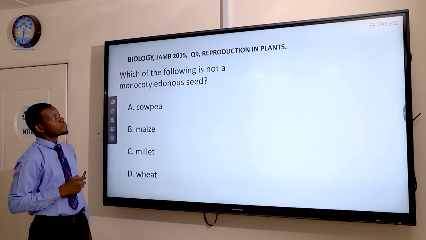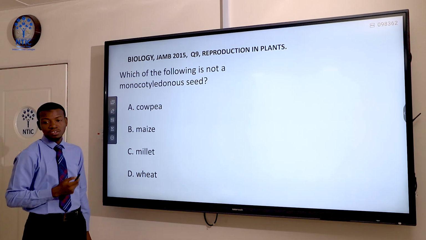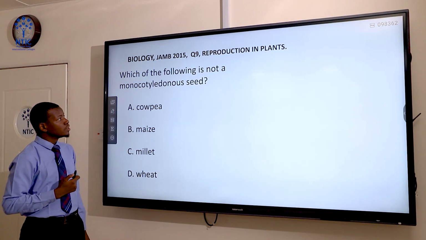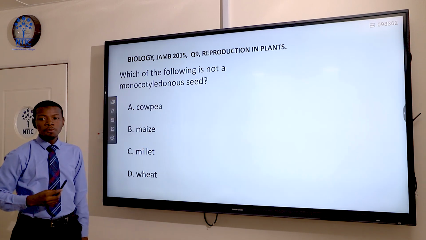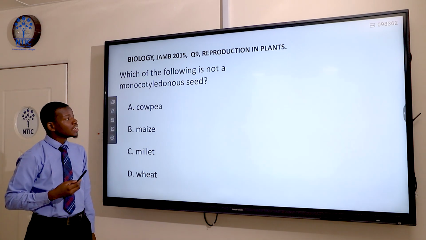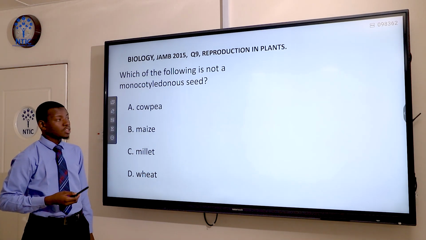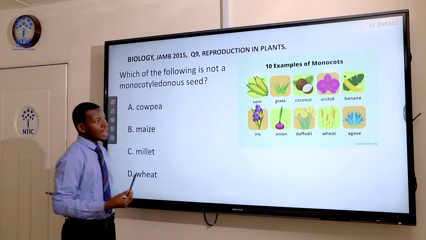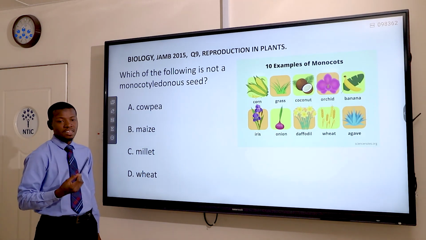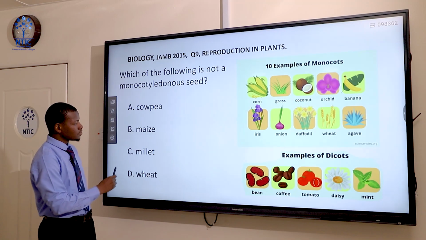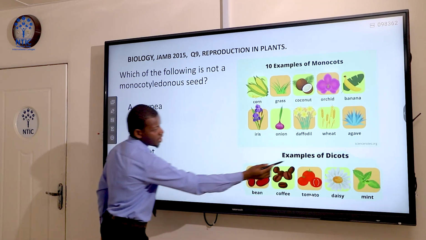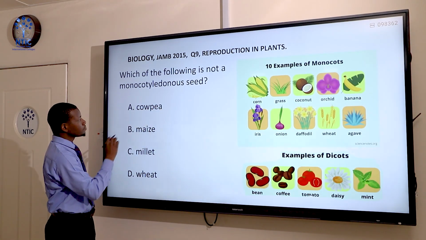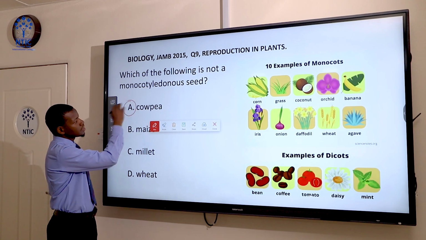Question number 9. Which of the following is not a monocotyledonous seed? A. Cowpea, B. Maize, C. Millet, and D. Wheat. Now, the key word here is monocotyledonous seed. Monocotyledonous seeds are those seeds that bear just one seed leaf. Here we have some examples of monocotyledonous seed, and generally they are grass or grass-like plants. So the correct answer here is going to be cowpea, because an example of cowpea is bean, and it belongs to dicot.